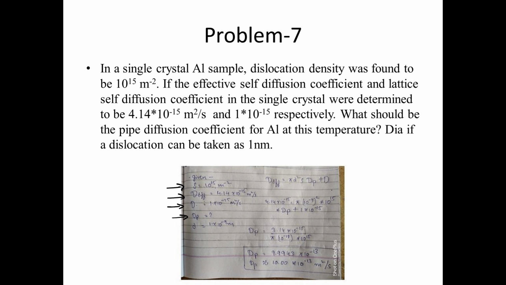The Dp value for this one comes from a simple equation: D effective equals pi d square rho Dp plus D. How we got this equation is explained in the video series, so please go through that video. So he has given the D effective, and the diameter of the pipe, that is the dislocation.